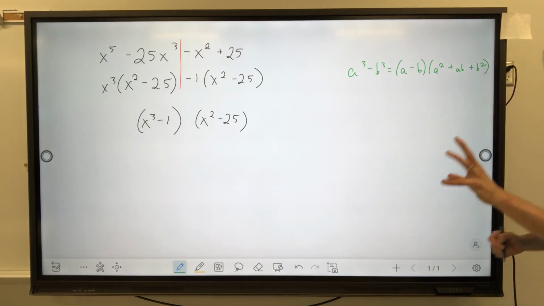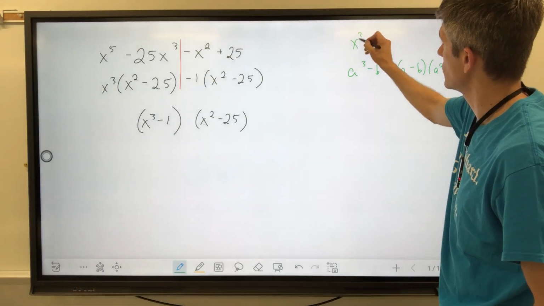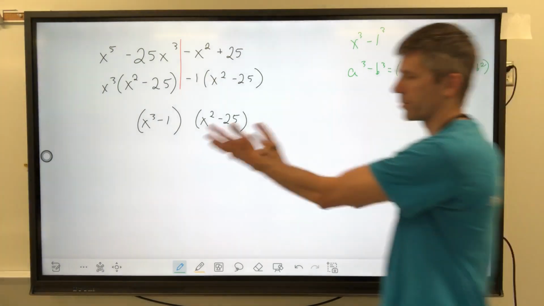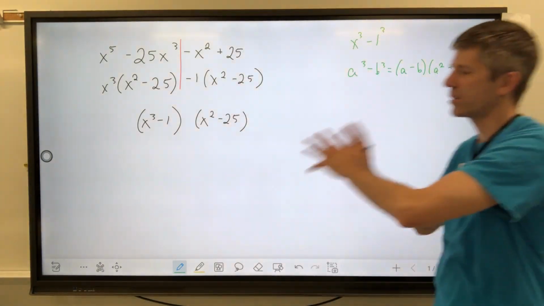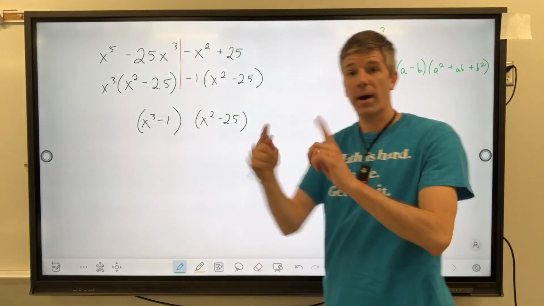So when I'm talking about x cubed minus 1, then I'm going to have, let's see, x cubed minus 1 cubed. And so what I'm going to write here is really going to end up going right here. If you don't want to write it on the side, that's fine. But I'm going to put it here, because that's going to be this binomial factored.